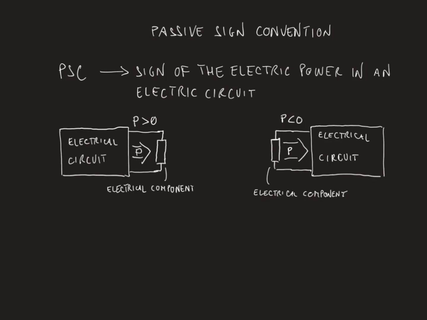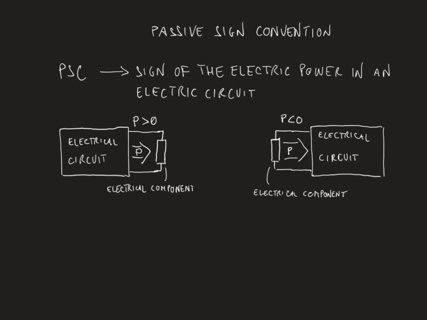To comply with the passive sign convention, the direction of the voltage and of the current variables, which are used to calculate the power in a component, must have a certain relationship. The current variable must be defined so that positive current enters the positive voltage terminal of the device. By positive voltage terminal, we mean the terminal of the device which is at the higher potential.